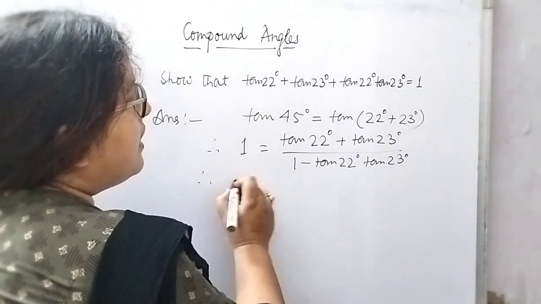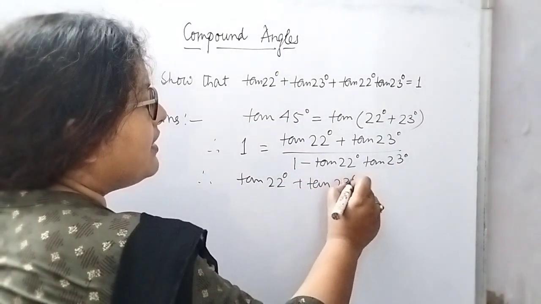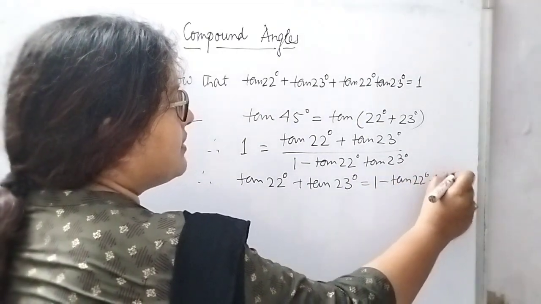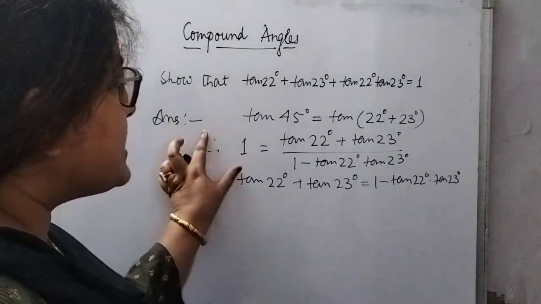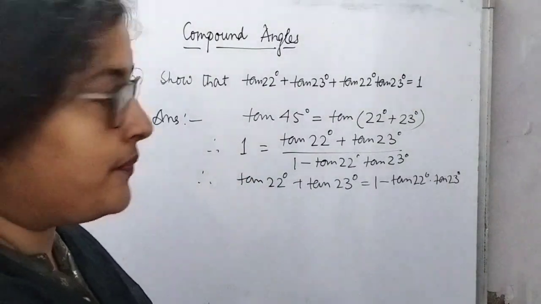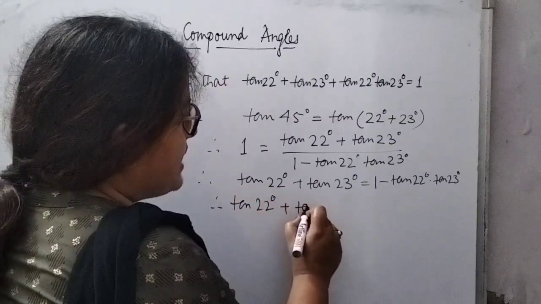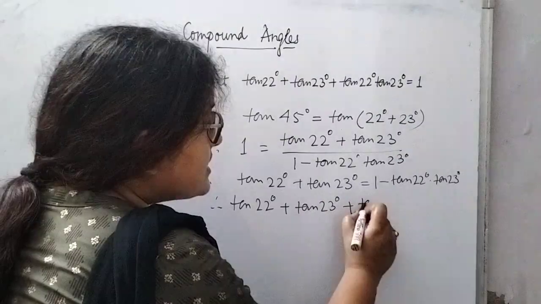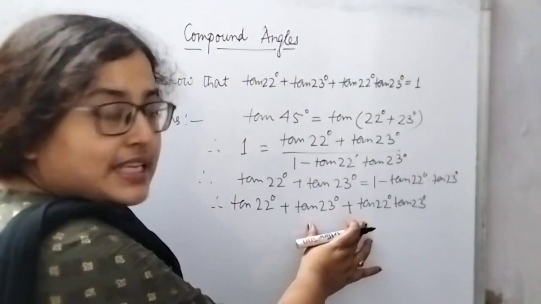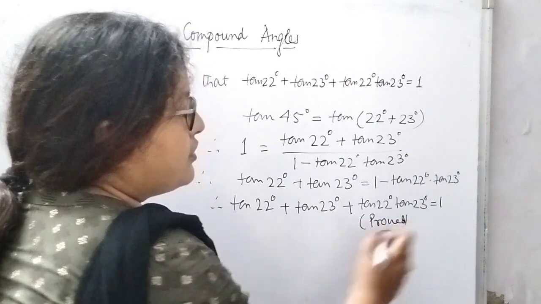Here we get tan 22 degree plus tan 23 degree equals to 1 minus tan 22 degree into tan 23 degree. We have just made the cross multiplication. So obviously if this side is equal to this side, then this one will be equals to this one. So here the presentation is done. Now look students, this can also be written as tan 22 degree plus tan 23 degree plus tan 22 degree into tan 23 degree. That means this expression is taken to the left hand side in order to get the structure, and this is equals to 1.